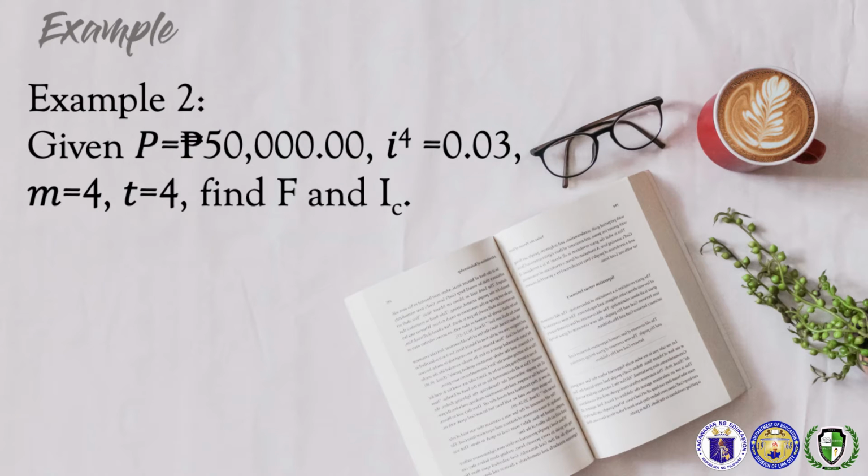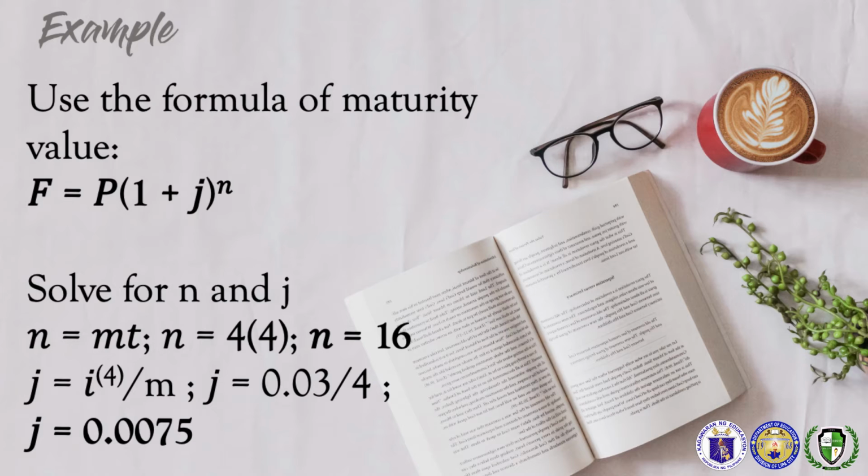Example number 2. Given that P is equal to 50,000 pesos, I is 0.03, M is 4, T is 4, find F and I sub C. Before we apply the formula for maturity value, which is F is equal to P times the quantity 1 plus J raised to N, we have to solve first the value of N and J. N is equal to M times T, which is 4 times 4, then the answer is 16.